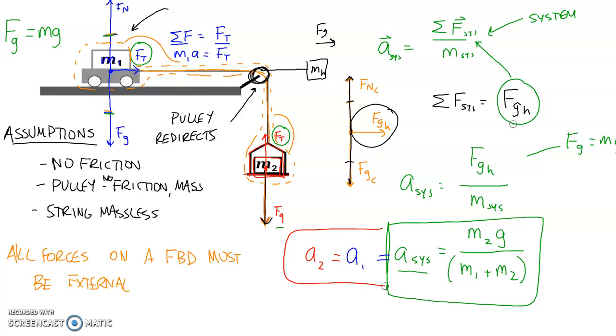So if that's the case, once you solve for the acceleration of the system, then you can plug it in for the acceleration of a single object in the system, multiply it by the mass of that object, and that will tell you what the tension force is. And that is the frictionless modified Atwood's machine.